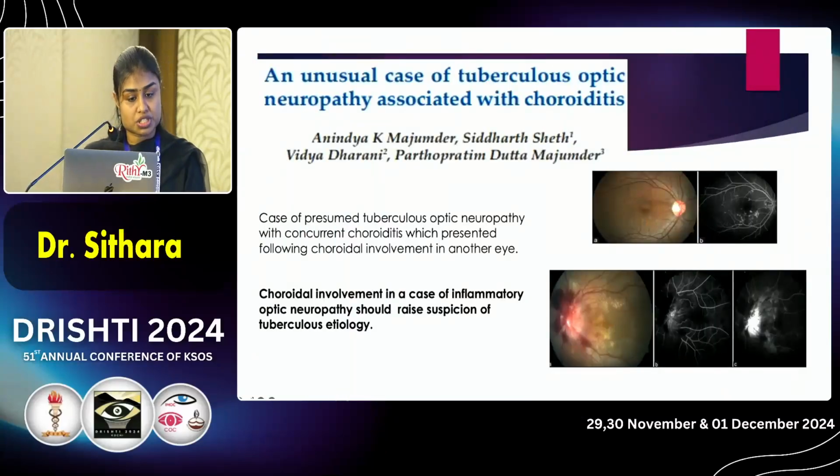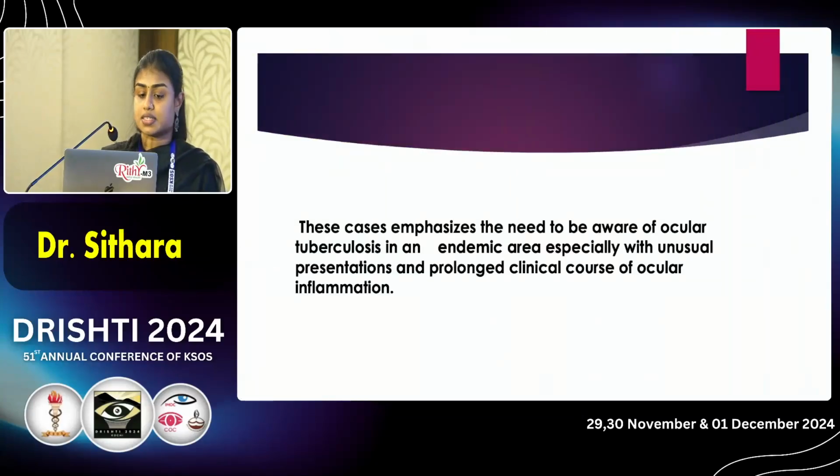This is another unusual case, of a tubercular optic neuropathy associated with a choroiditis. A case of presumed tuberculous optic neuropathy with a concurrent choroiditis, which presented following a choroidal involvement in the other eye. This case highlights a contiguous spread of the infection from the choroid to the optic nerve and its successful management with systemic steroid and ATT. Choroidal involvement in a case of inflammatory optic neuropathy should raise the suspicion of a tuberculous etiology. These cases emphasize the need to be aware of ocular tuberculosis in an endemic area, especially with unusual presentation and prolonged clinical course of the ocular inflammation.